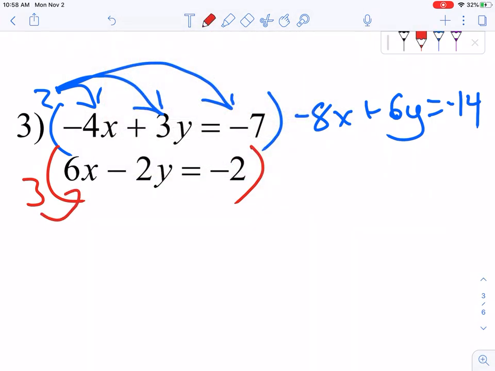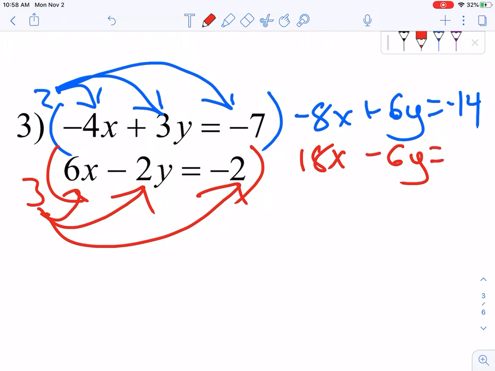In the bottom, I can do 3 times 6x to get 18x, 3 times negative 2 to get negative 6y, and 3 times positive 2 to get positive 6. Notice that I've created 2 equations that will eliminate right here. It's exactly what I want.